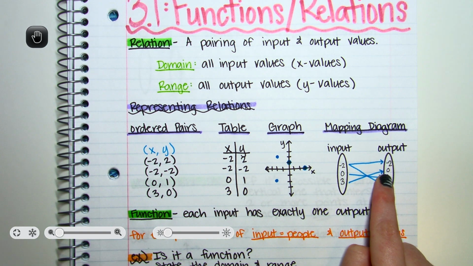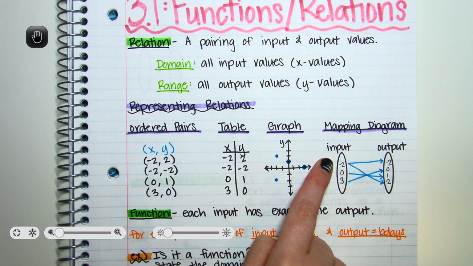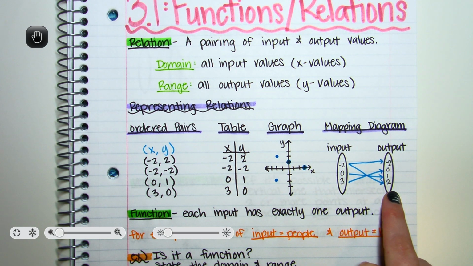I also want to point out that these are written out in order from smallest to greatest. So the smallest goes at the top, biggest number goes at the bottom for my input values and my output values. That just helps keep it organized, and it'll help you keep better track of your values.